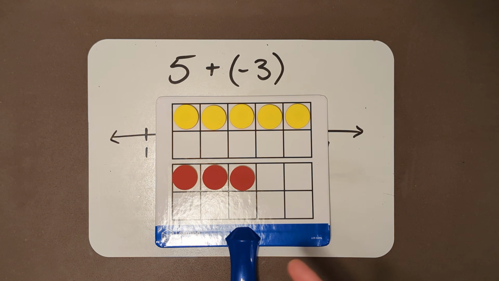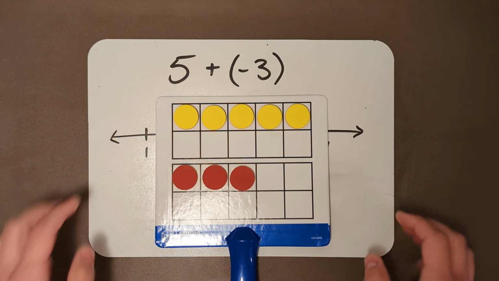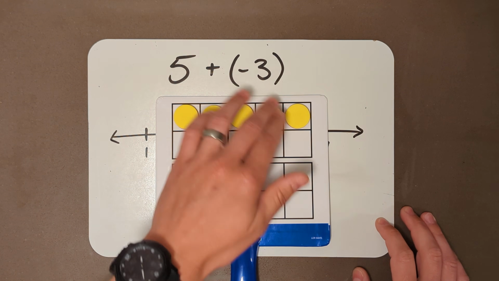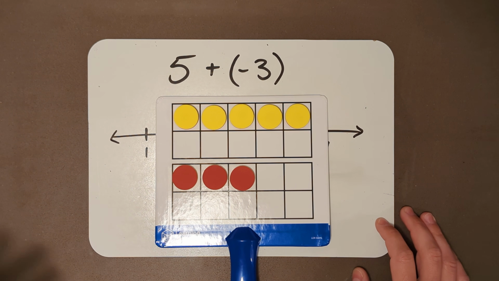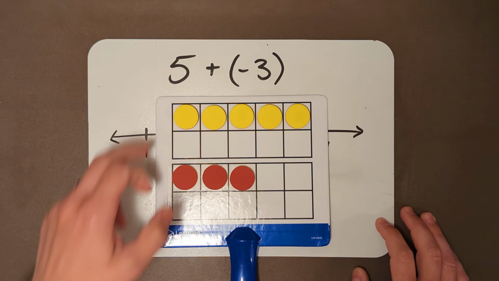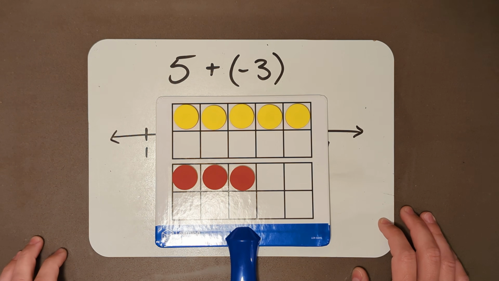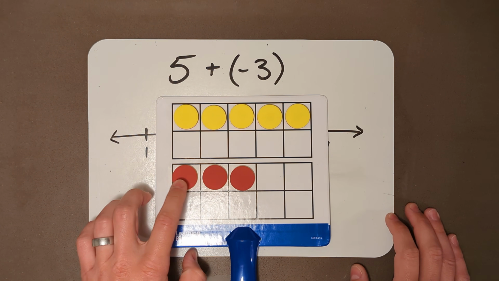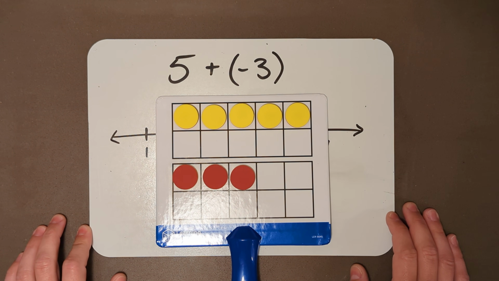Okay, so we'll show a concrete model. We're going to use our two colored counters with the 10 frames. Representational, we'll use number lines, and then we're just going to use the numbers and symbols for the abstract model as well. So this first one, we have 5 plus -3. So again, all these are going to be for addition. So we're starting with 5. Again, we usually say yellow means positive, and then our red for the two color counters means negative.